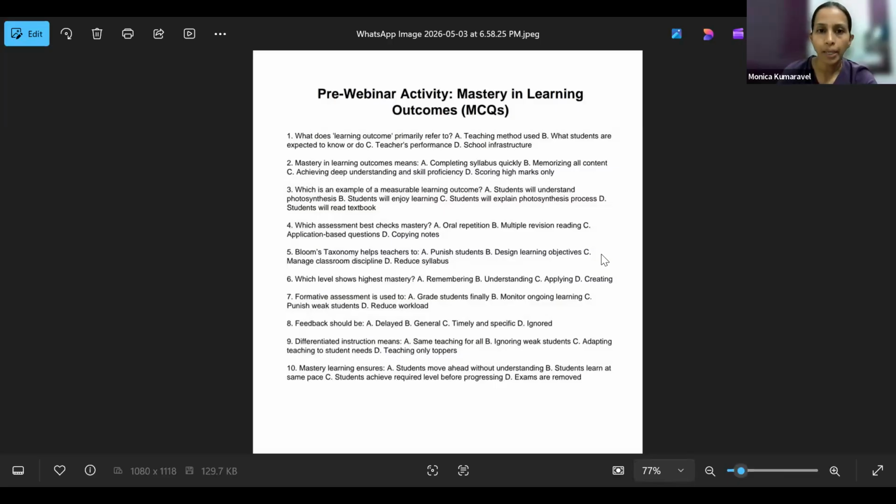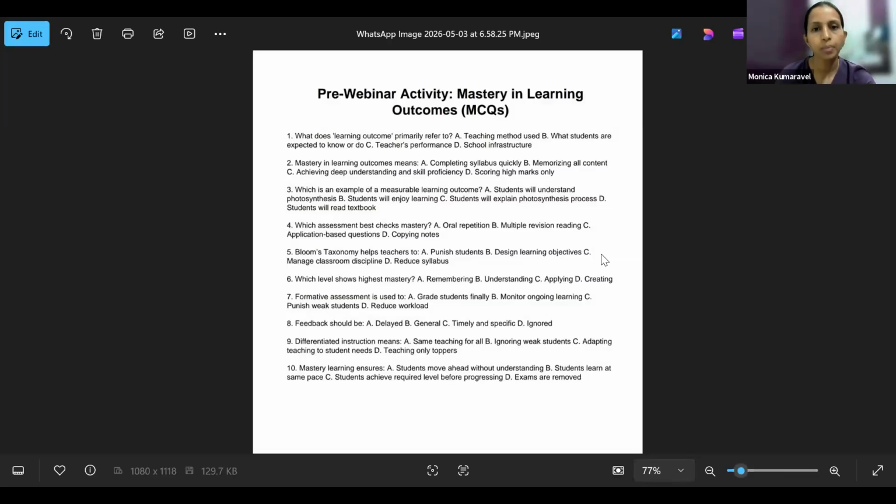Bloom's taxonomy helps the teachers to punish the students, design learning objectives, manage classroom discipline, or reduce the syllabus. B. Yes, very good. Designing the learning objectives. Which level shows high mastery? Remembering, understanding, applying, or creating, according to Bloom's taxonomy. D, creating. Anything the children are able to create is the highest level of mastery.